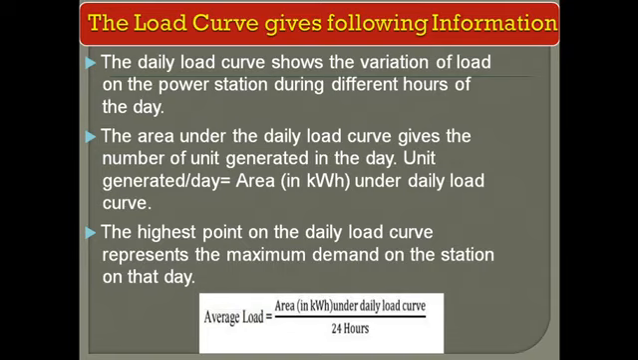under the daily load curve. The highest point on the daily load curve represents the maximum demand on the station on that day. Then average load is equal to the area in kilowatt hour under the daily load curve divided by 24 hours, which will give you the average load.